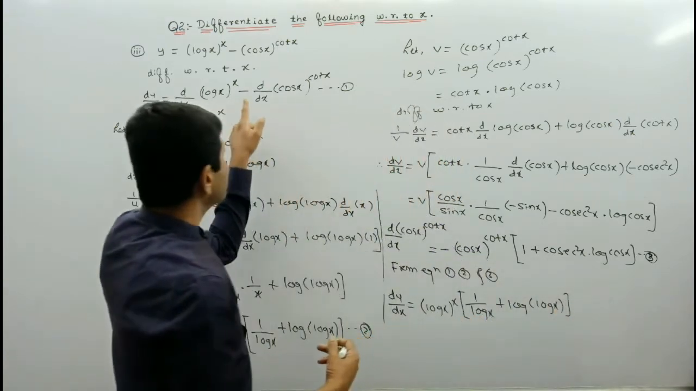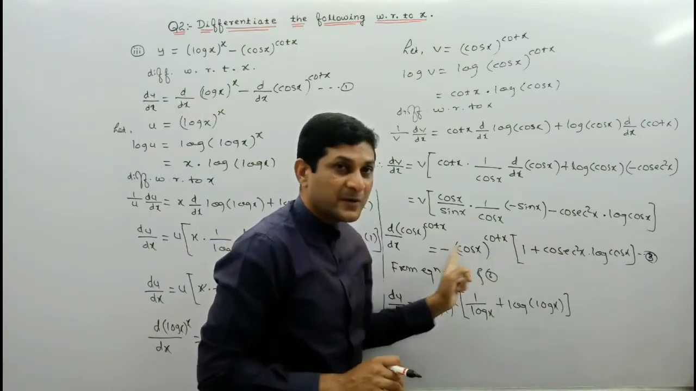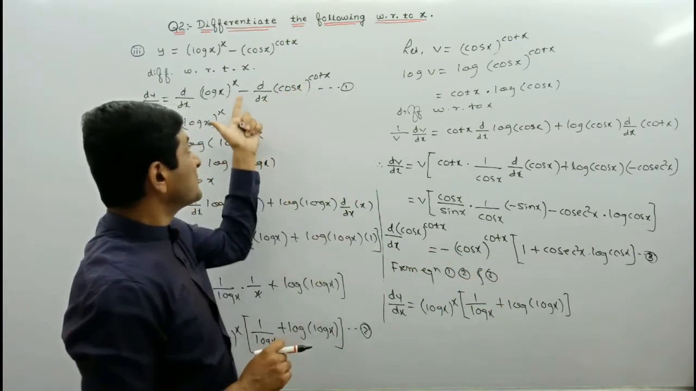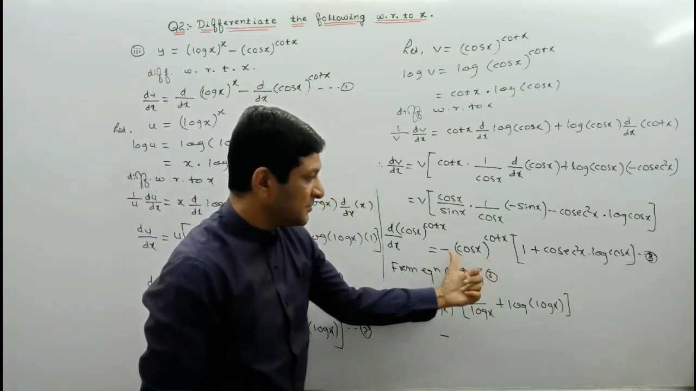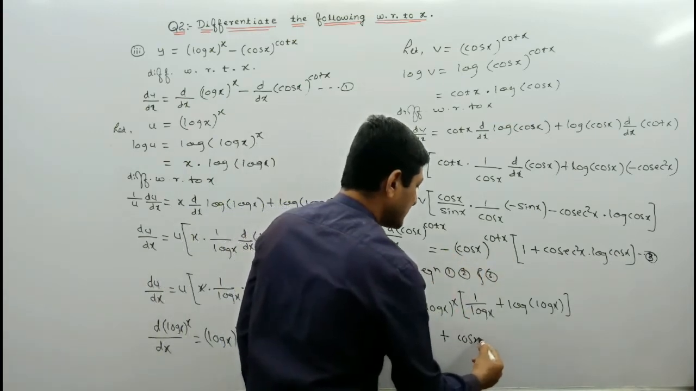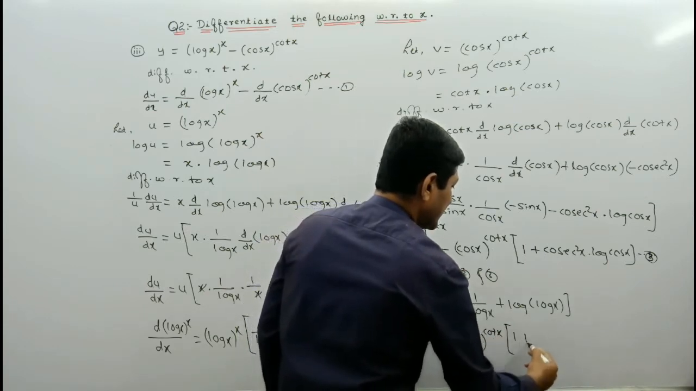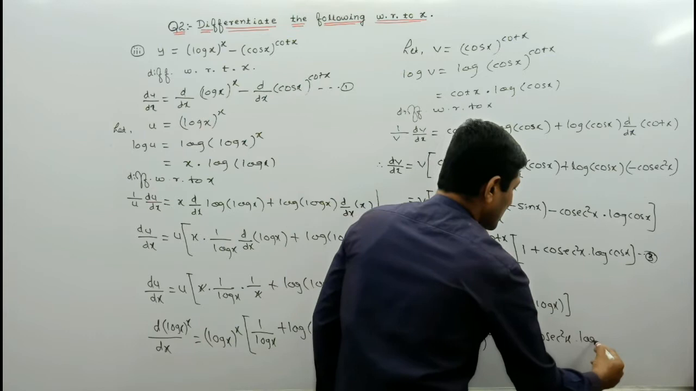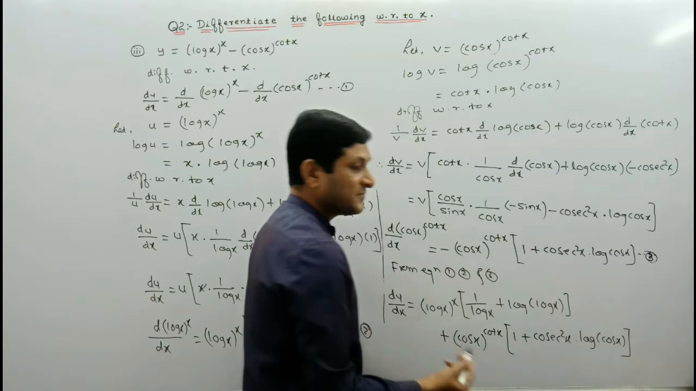Now we are substituting the value of second term. The value of this second term we are getting from equation number 3, the derivative of cos x raised to power cot x. So let us substitute, keep this minus as it is, and now substitute this value. This value is already negative, so minus and this minus will become plus. Keep the remaining term as it is, cos x raised to power cot x into 1 plus cosec square x into log of cos x. In this way we have got the differentiation of this function.